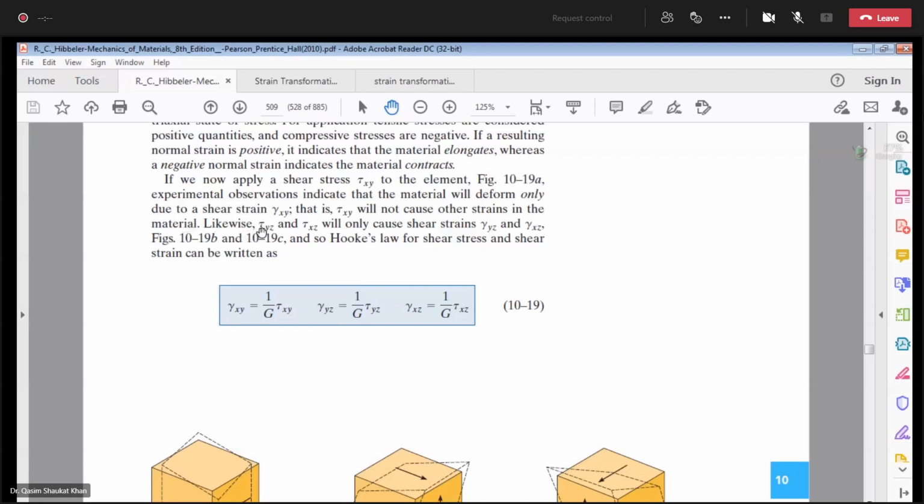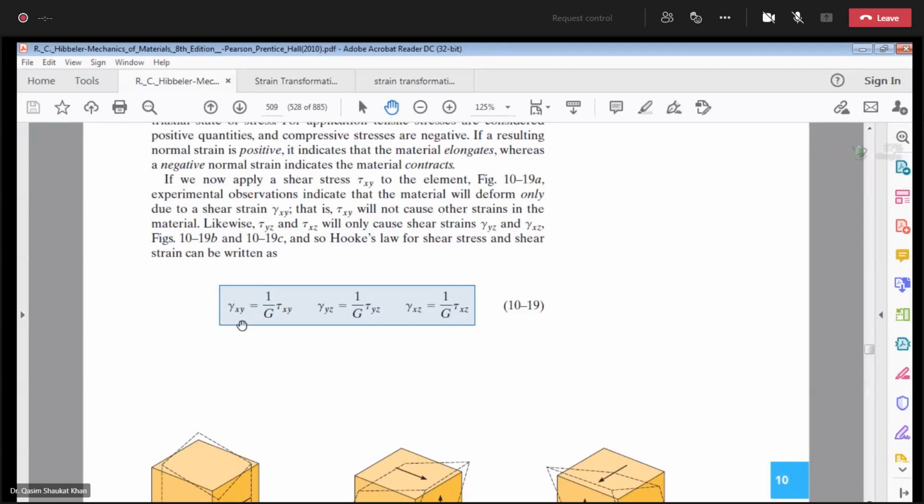Similarly, shear stress tau yz and tau xz will only cause shear strain gamma yz and gamma xz. According to Hooke's law, shear stress is directly proportional to the strain, and the constant of proportionality is the modulus of rigidity. So shear stress tau xy is equal to G times gamma xy. When you rearrange the equation, gamma xy is equal to tau xy over G. Because the shear stress tau xy will only produce the shear strain gamma xy, it will not produce any component of strain like gamma xz or yz.